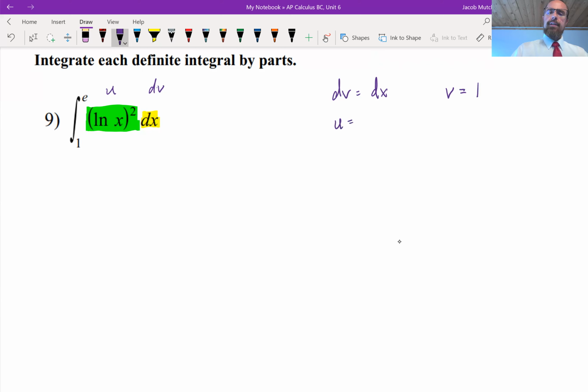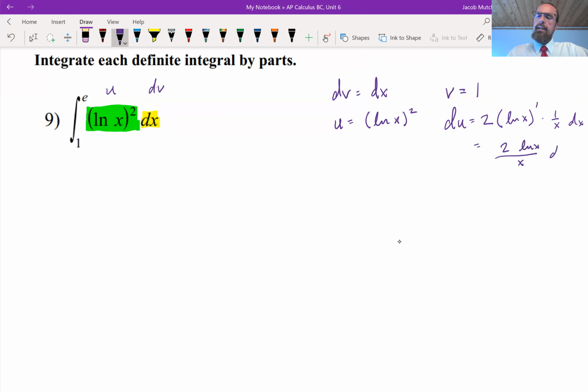My u is the natural log of x squared. So to take the derivative, I need to use the chain rule, since I have a composed function here, natural log of x within the quadratic function square. So that's going to be 2 as my whole power as a coefficient times the natural log of x to the power of 1. Then I need to take the derivative of the composed function, the natural log of x, which is 1 over x dx. So just to clean that up, that's going to be 2 natural log x over x dx.